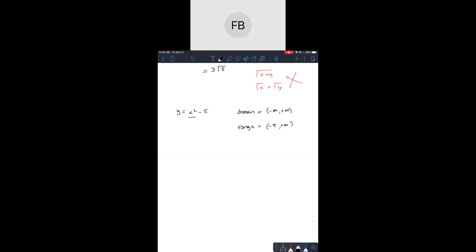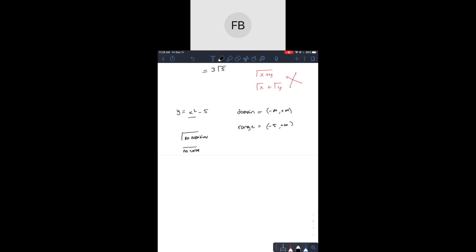If you're looking at a square root, no negatives. If something is in the denominator, no zeros. I think those are the main things that I look for. I don't know if I'm forgetting something.